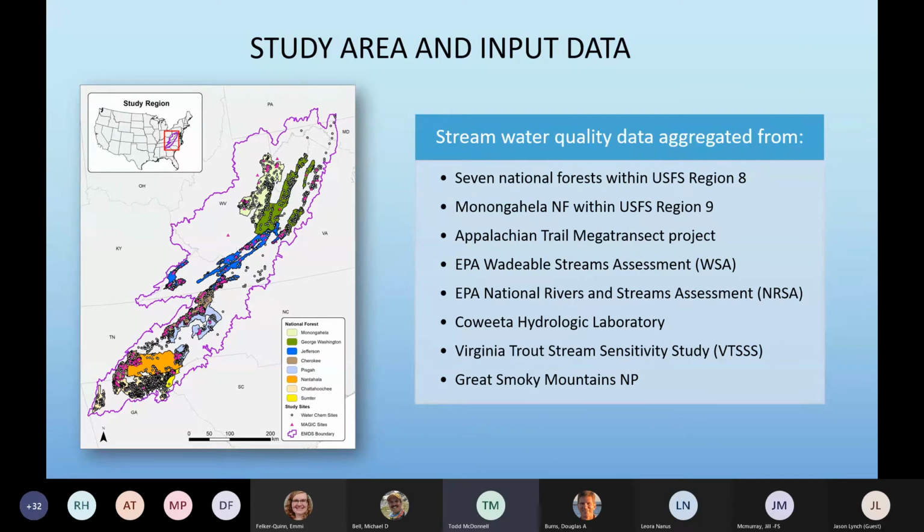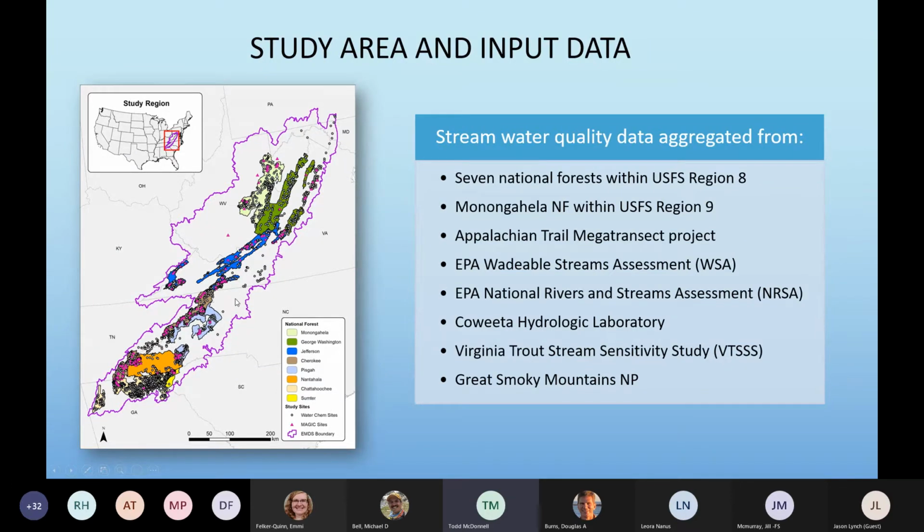Forest Service Region 8, and then we included the Monongahela National Forest as well from Region 9. These forests were monitoring quite a bit of water chemistry data. We aggregated that. That's these small gray dots, all the points in the forest where we have water chemistry data, at least one sample. Some of these are sampled many times. And the pink, we also aggregated data from other regional surveys as well.